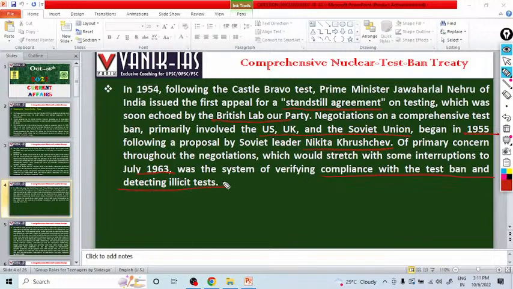The whole intention of this was verifying the system of compliance of the test ban and finding the illicit tests, those countries who are authorized or not authorized, whether they are conducting tests or not. Verifying illicit tests was the whole intention of this particular initiative taken by the Soviet leader Nikita Khrushchev. Fine. So next what comes?